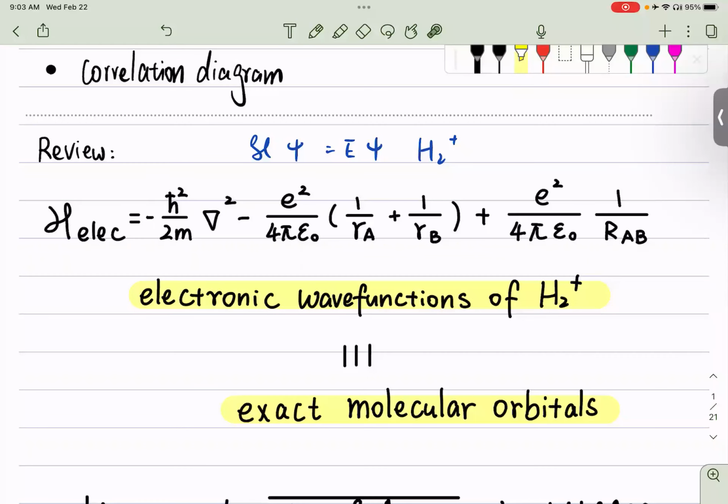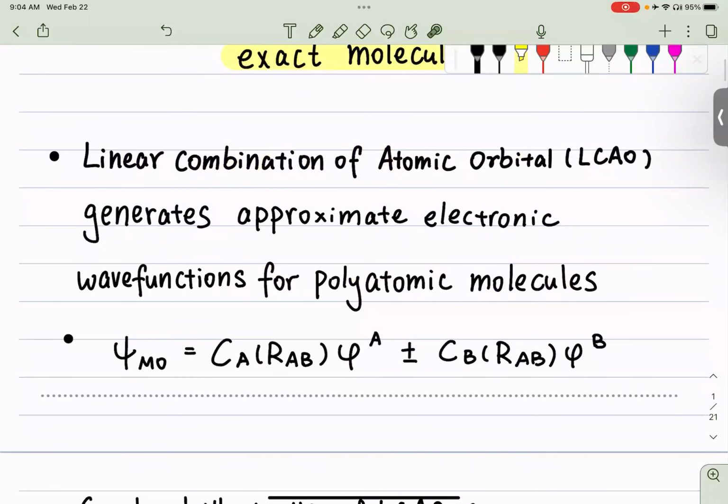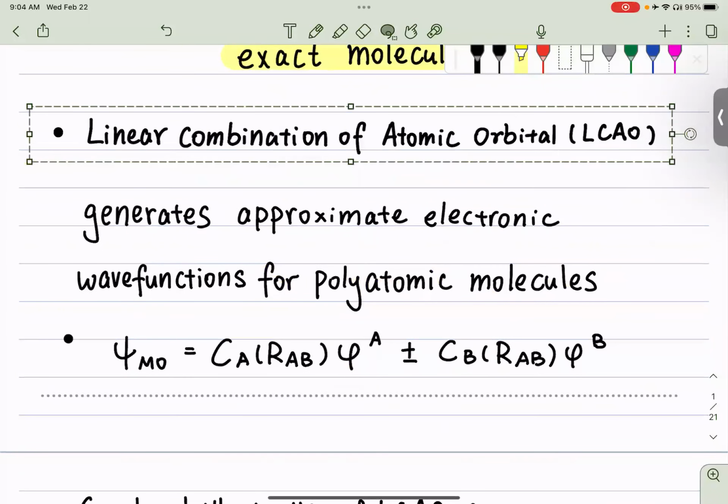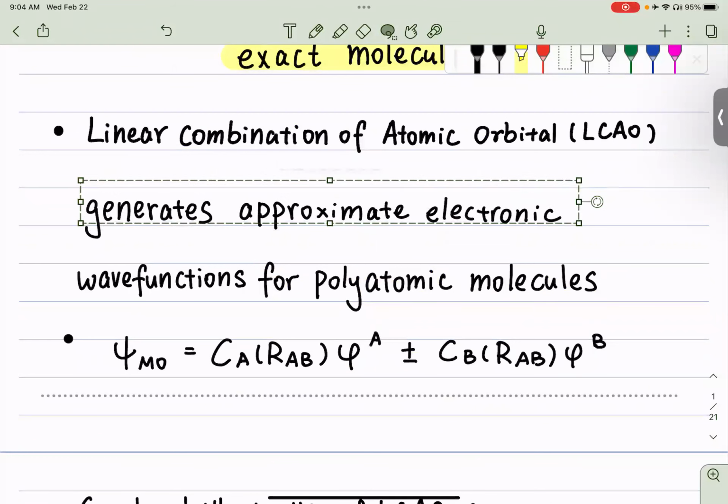However, it is almost impossible for us to always solve for the electronic wave function, right? These are complicated differential equations that we cannot solve by hand. So that's why we have 2 different quantum mechanics bonding theories. Today we'll be talking about the first one, which is called the linear combination of atomic orbitals.